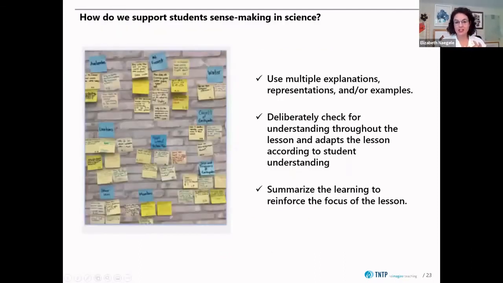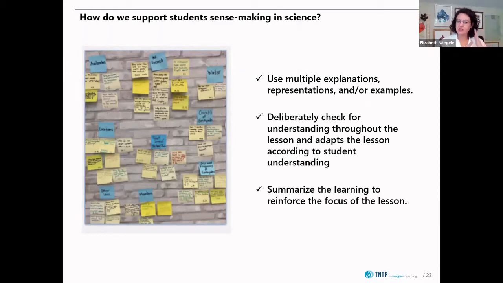There's a couple other indicators there that I wanted to highlight for you, for high quality instructional practices that help students to engage in the learning at the right level of depth. Those are using multiple explanations and representations or models, deliberately checking for understanding and making necessary adaptations, and then summarizing the learning throughout the lesson to reinforce the focus.